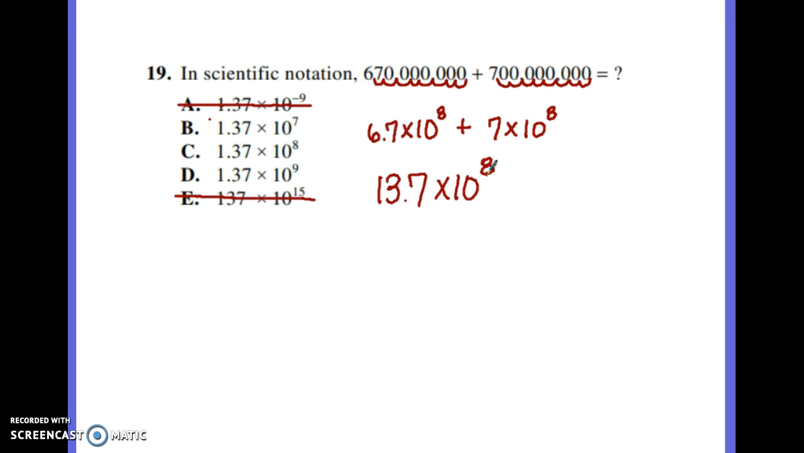However, this number here is not in scientific notation form. So that takes it back to 1.37 times 10 to the, now to go from the smaller number, which we're going to use in our answer, to the larger number before it, we would have to move that decimal one more place. So that increases one more to a 9. Therefore, our answer is D.